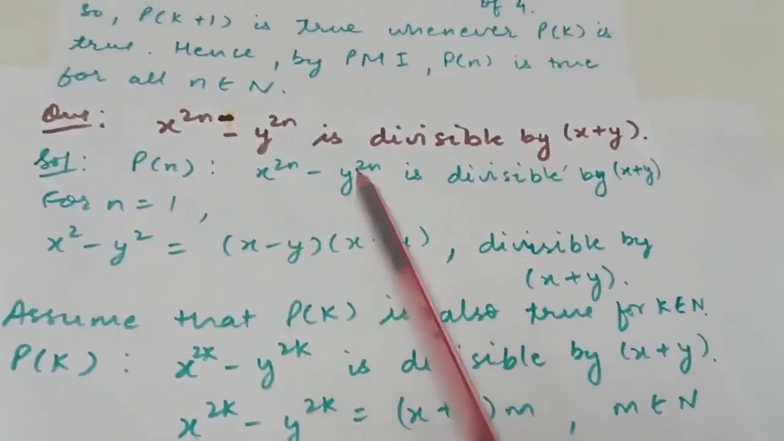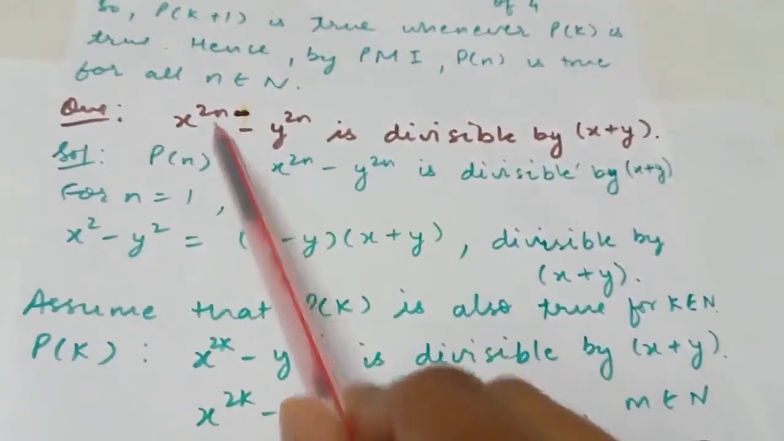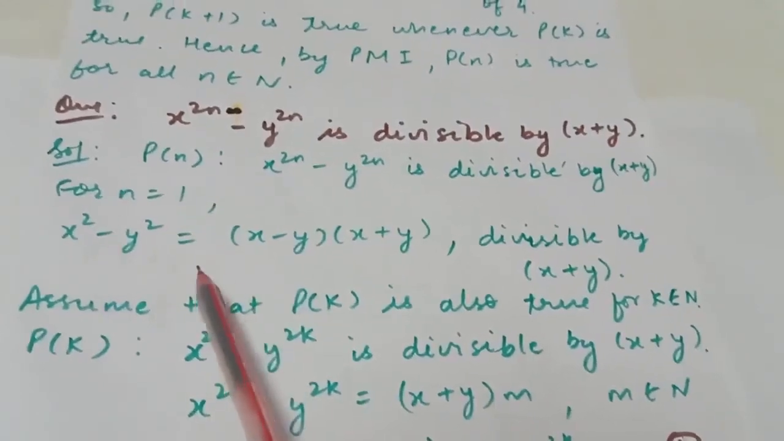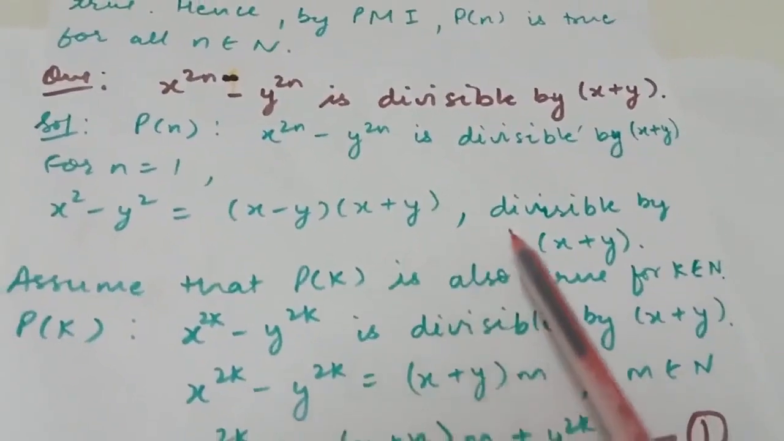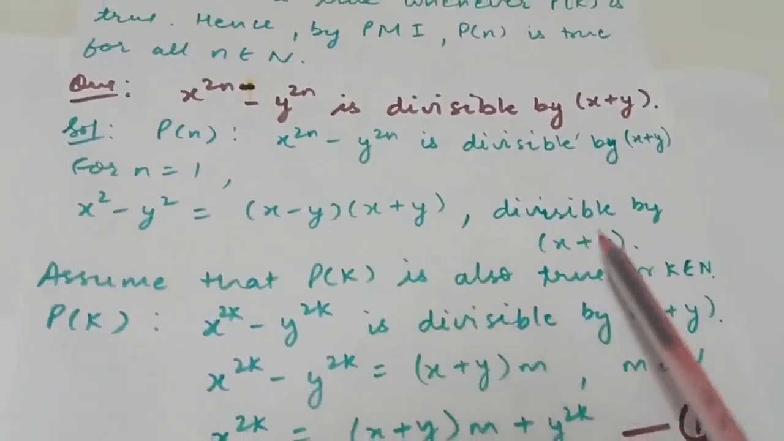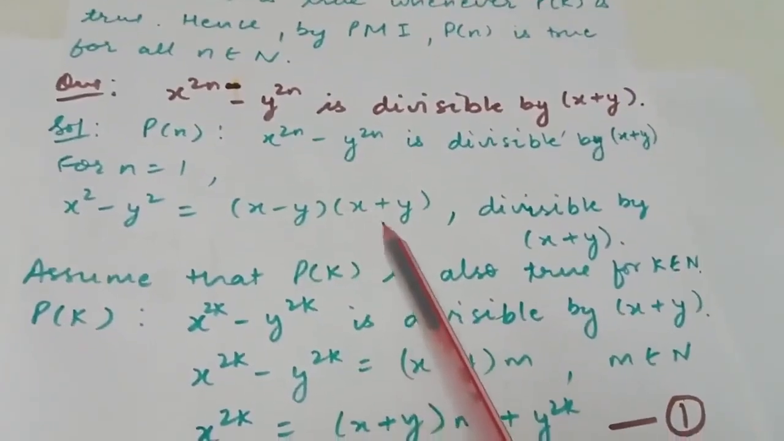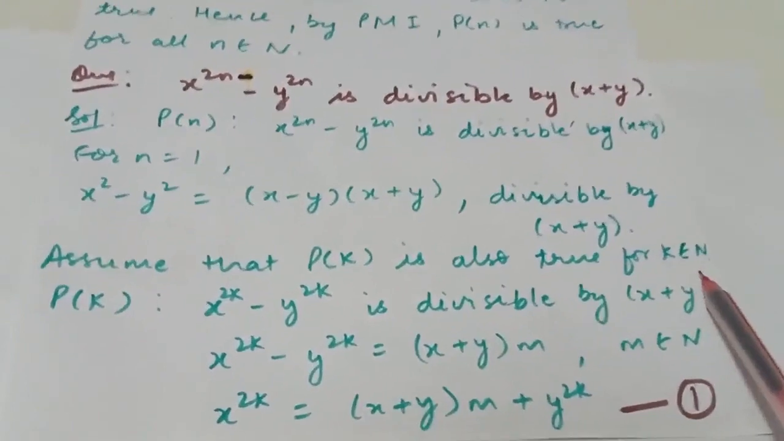So let the statement be as Pn. Now for n equal to 1, in place of n put 1: x square minus y square, which is equal to x minus y into x plus y. And therefore this term is divisible by x plus y, as this term is a multiple of x plus y. Now assume that Pk is also true for k belongs to natural number.